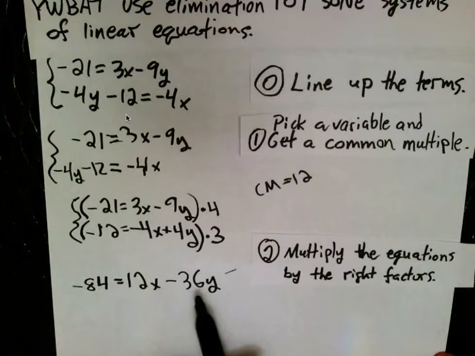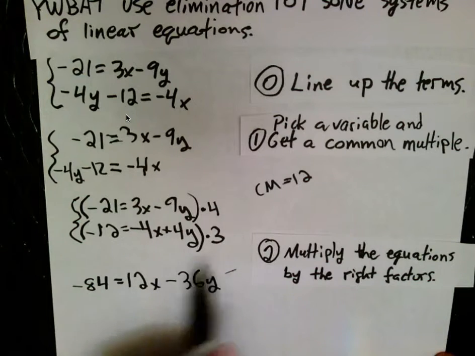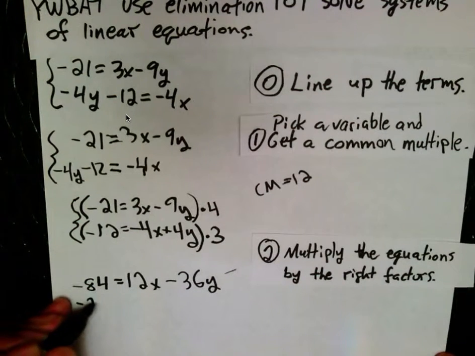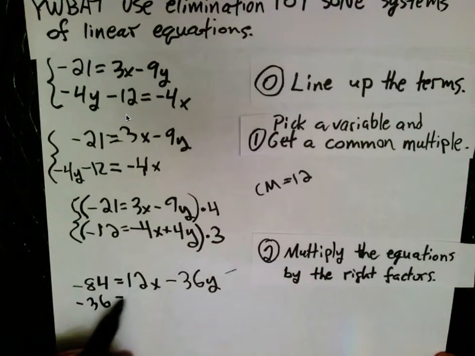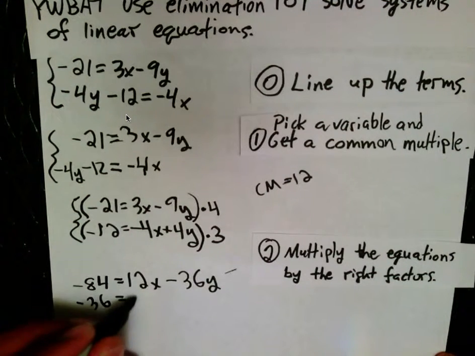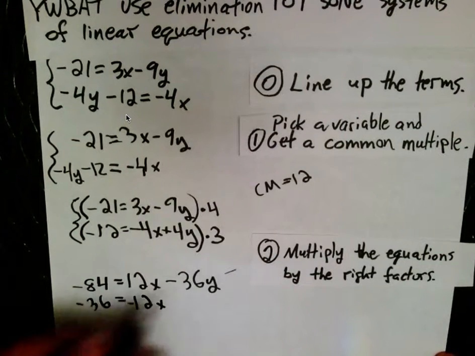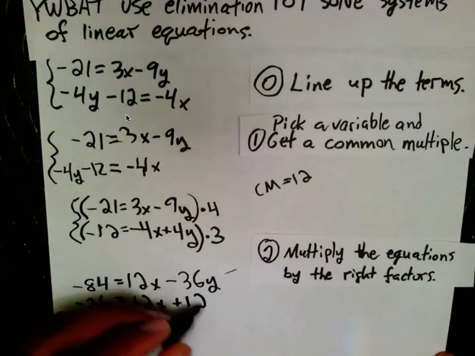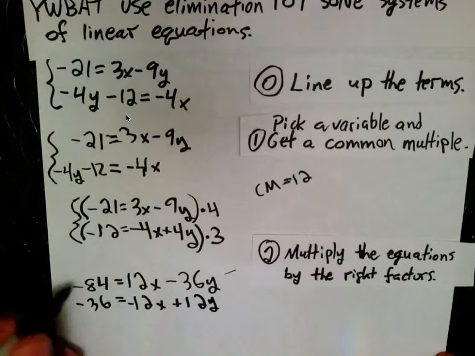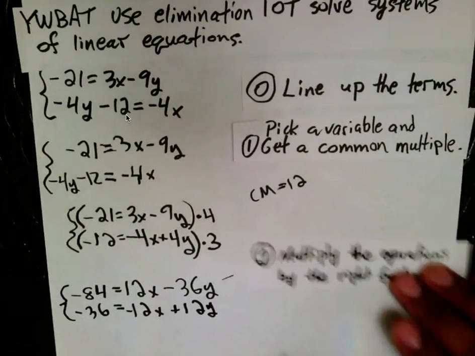Now I'm going to take my bottom equation, multiply it by 3. Negative 12 times 3 is negative 36, equals, now negative 4x times 3, that is going to be negative 12x. And 4y times 3 is going to be 12y. And there it is. We multiply the equations by the right factors.